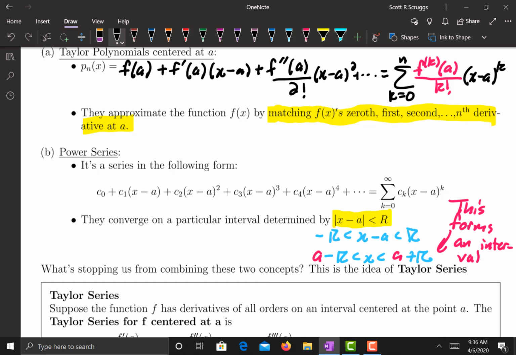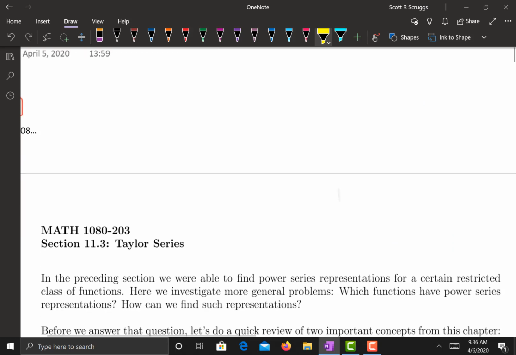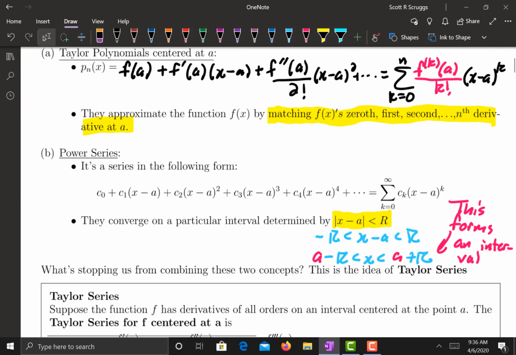Well, the idea of a Taylor series is very simple in the sense, scrolling up a little bit, that I am combining these two concepts together. I'm essentially taking a power series, and with that power series, I am saying, let the coefficients c of k be the coefficients that we saw when we were doing a Taylor polynomial.